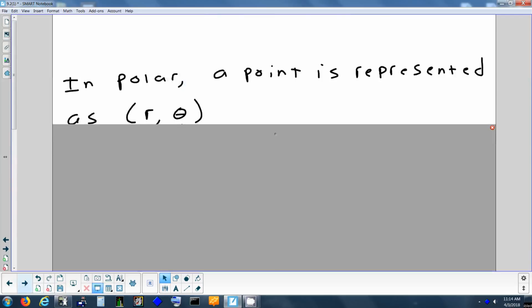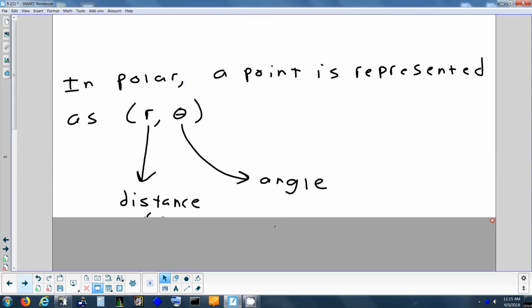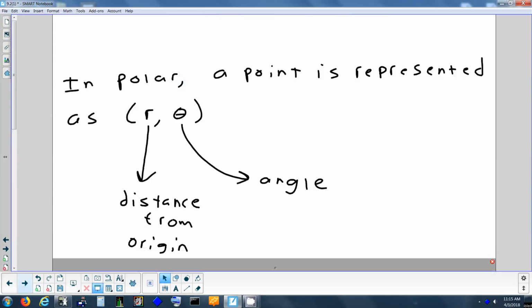And now when we graph in polar or we write a coordinate, you don't have x and y anymore. That's not how polar works. You still have two things. But to write a coordinate, the two things you need to tell me about it are: one, how far is it from the origin? And two, what is its angle?